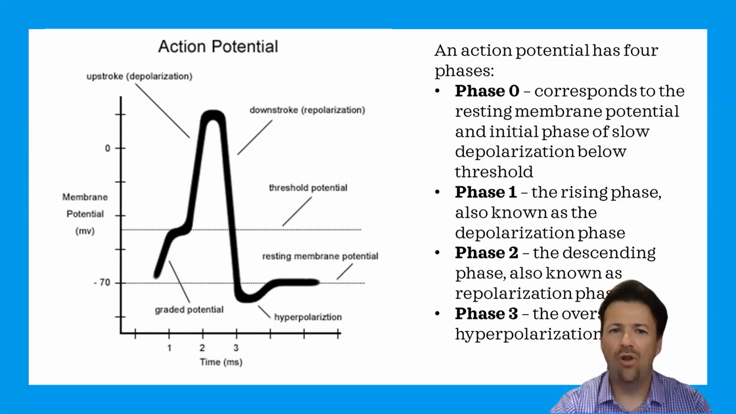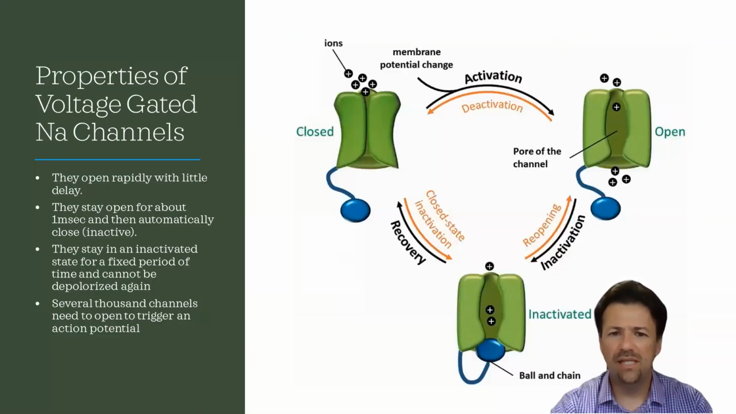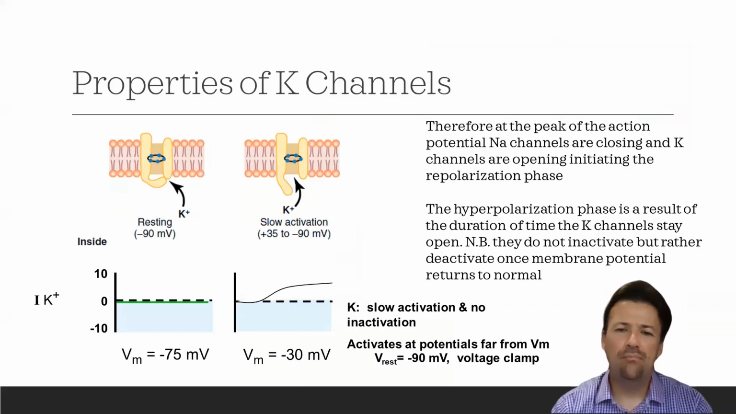But eventually, all of the potassium channels, these voltage-gated potassium channels, inactivate and close. No more potassium can leave the cell via these channels. Only the leaky potassium channels are open, and the resting membrane potential is reestablished. So what we can see here is it's the properties of the voltage-gated sodium channels and the voltage-gated potassium channels that are responsible for the generation of the action potential.